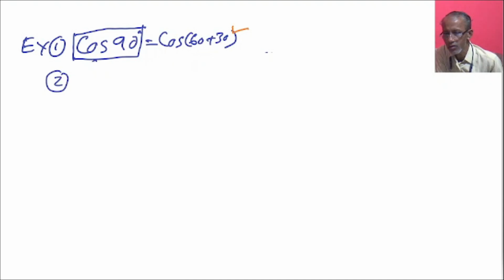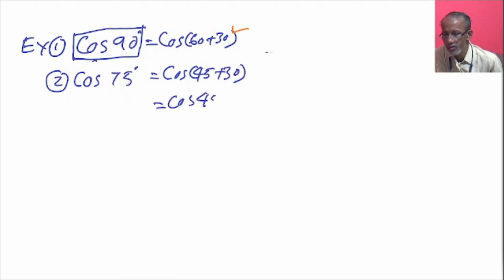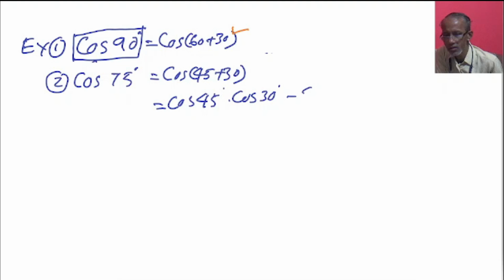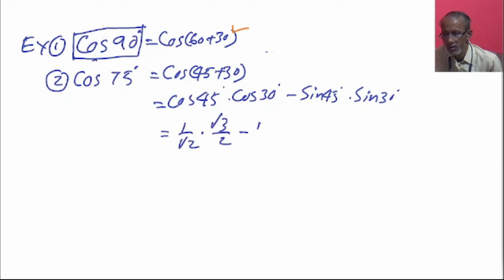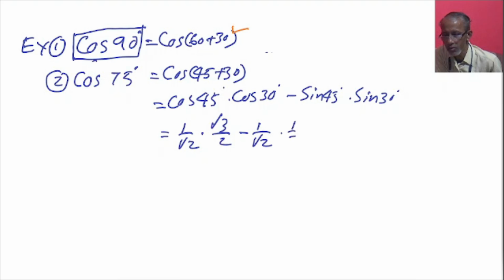Number 2 is cos of 75 degrees. That will be equal to cos of 45 plus 30. By the formula, it is cos of 45 degrees into cos of 30 degrees minus sin of 45 degrees into sin of 30 degrees, which is equal to 1 by root 2 into root 3 by 2, minus 1 by root 2 into sin 30, which is 1 by 2. That is equal to root 3 by 2 root 2 minus 1 by 2 root 2. That is equal to root 3 minus 1 by 2 root 2.